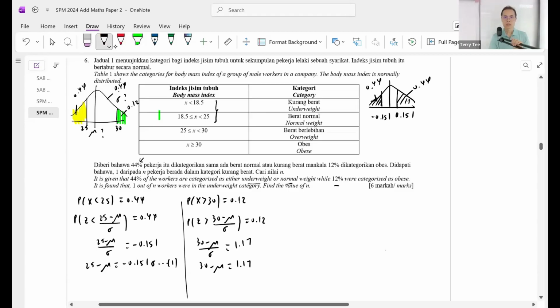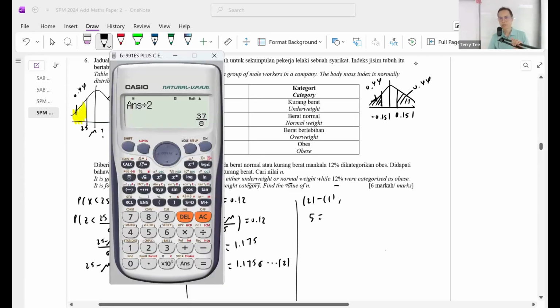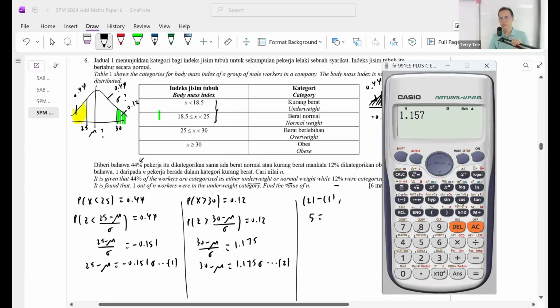So our goal is to solve for mu and sigma. So let's take equation 1 subtract equation 2, or 2 subtract 1 better. So 30 minus 25, you get 5. The minus mu and minus mu cancel out. 1.175, and the minus becomes plus 0.151. You should get 1.326.